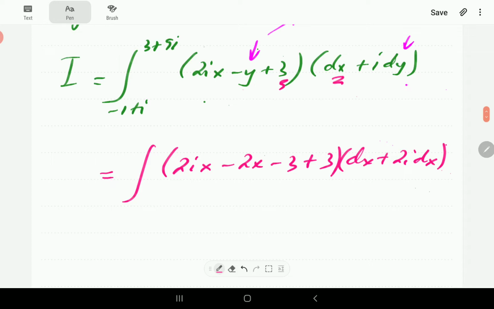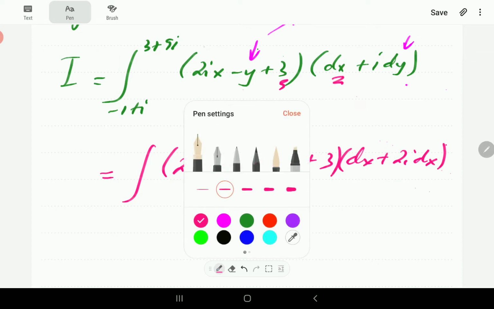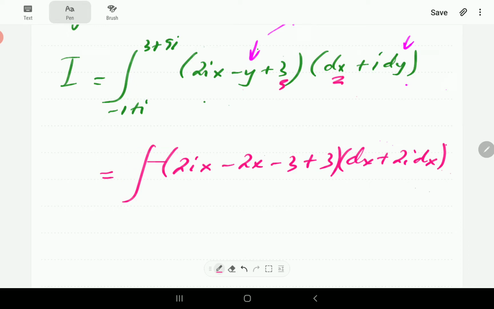And now this is entirely in terms of x. It's an integral of x, so that means we're going to have to express the limits in terms of the x values. Here x is -1 and here x is 3.